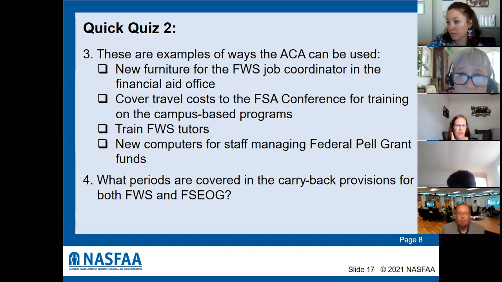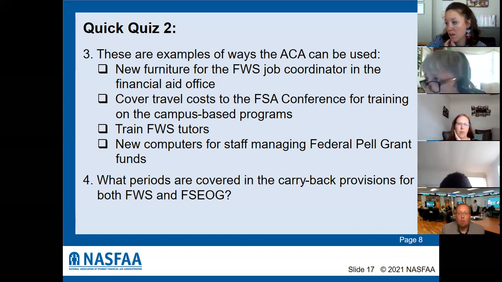Okay, so we talked about the ACA. These are a few examples of how the ACA can be used. So which options can be used? We'll just go through them. Can the ACA be used for new furniture for the Federal Work Study Job Coordinator in the financial aid office? Yes, it can be.